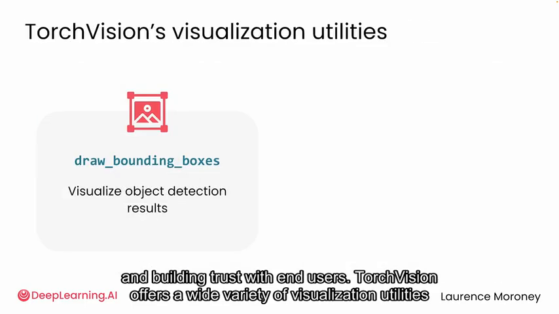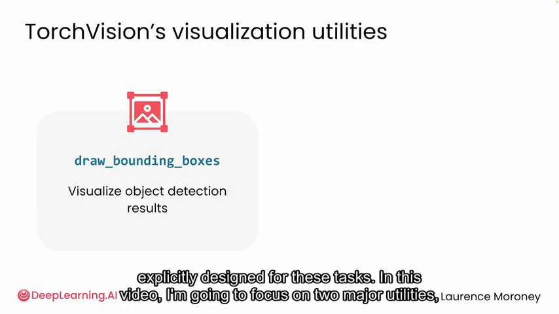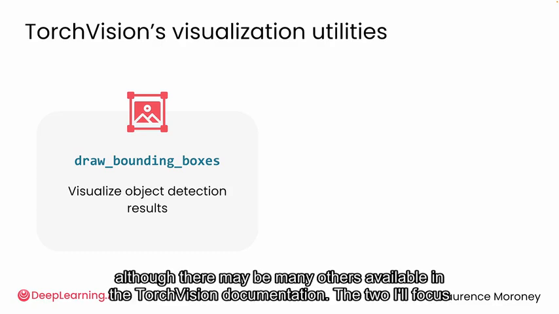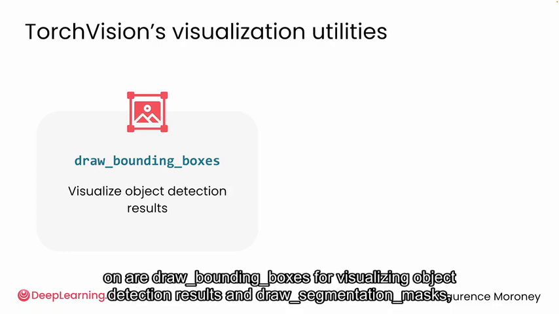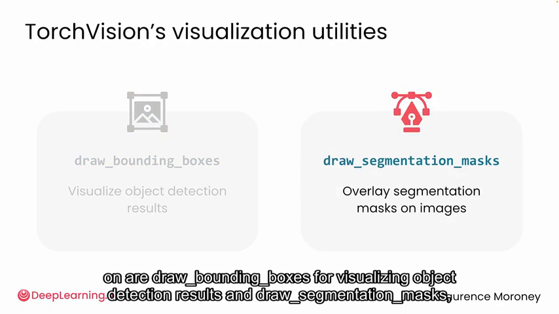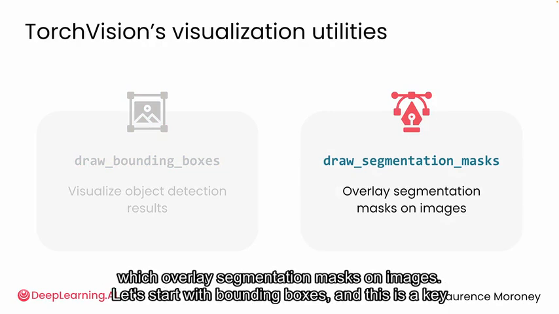Torch Vision offers a wide variety of visualization utilities explicitly designed for these tasks. In this video, I'm going to focus on 2 major utilities, although there may be many others available in the Torch Vision documentation. The 2 I'll focus on are draw bounding boxes for visualizing object detection results and draw segmentation masks, which overlay segmentation masks on images.